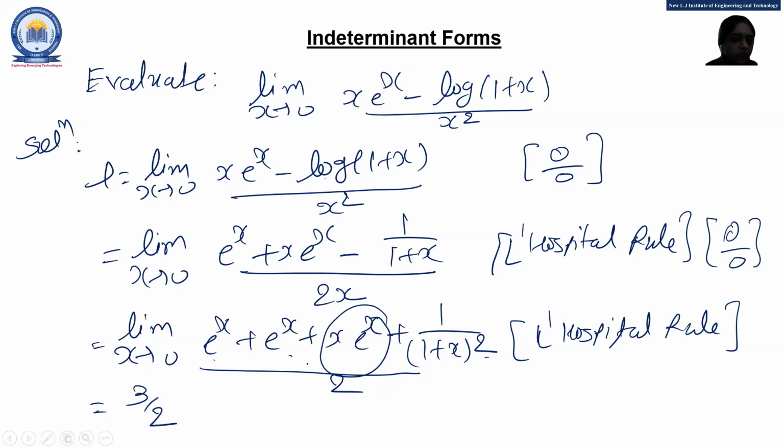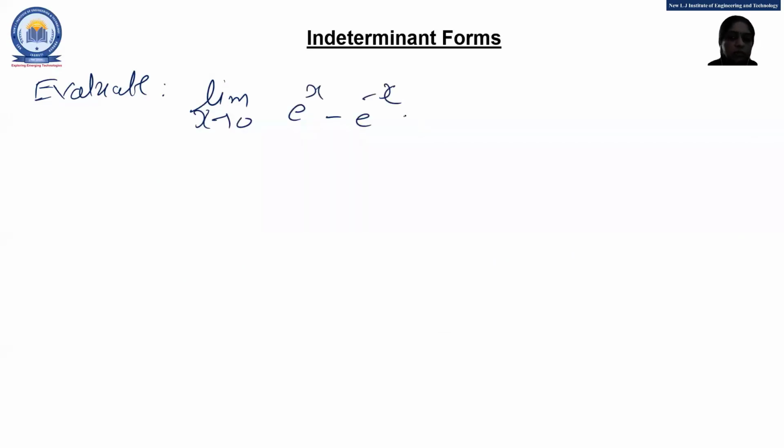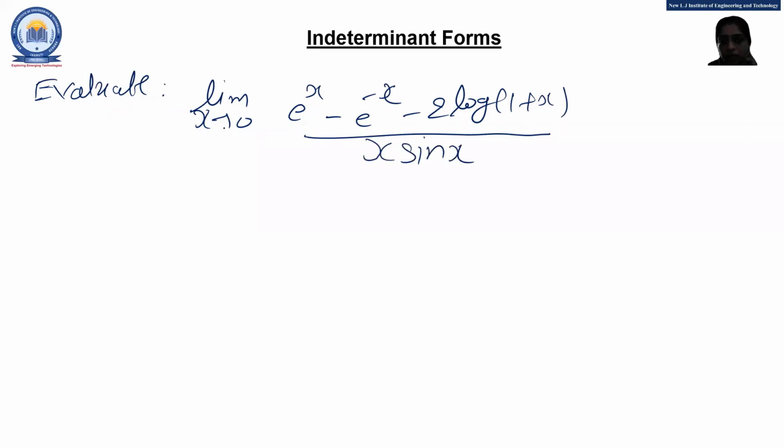It's really very easy. Now, let's move with one more example, that is evaluate limit x tends to 0 of (e raised to x minus e raised to minus x minus 2 log of (1 plus x)) upon x into sin x. See students, if you apply the limit in this example, you get again 0 by 0 form.